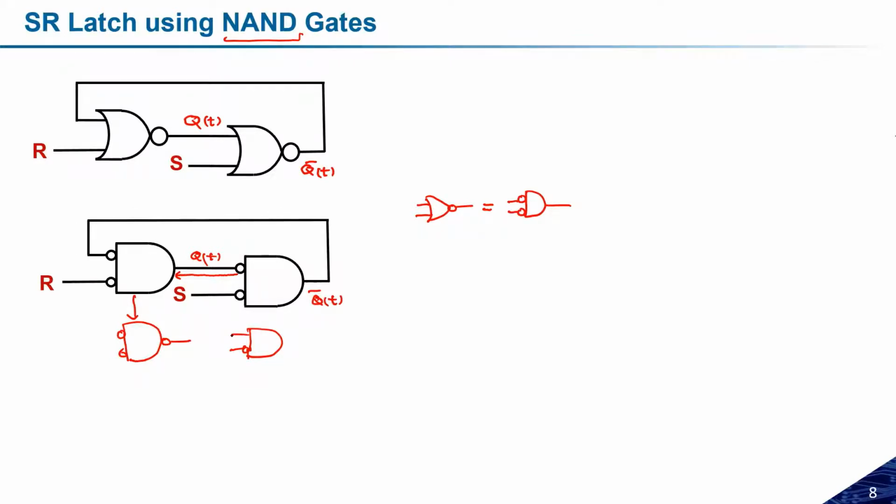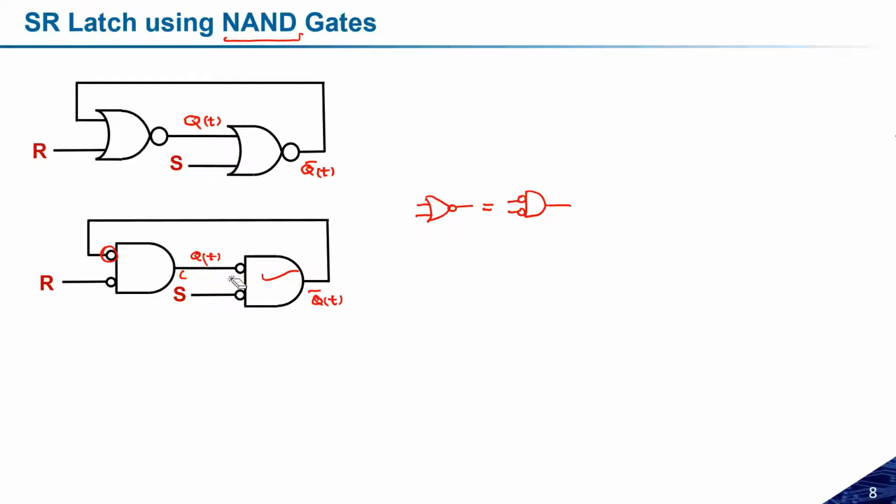Now, the second thing we can do: because this bubble is nothing but an inverter, it can be moved to this point. What does it mean? It means that we can make this bubble at this point, and if we are able to do that, both will become NAND gates. Of course, this inverter will help make this gate a NAND, and this inverter will help make this gate a NAND gate.